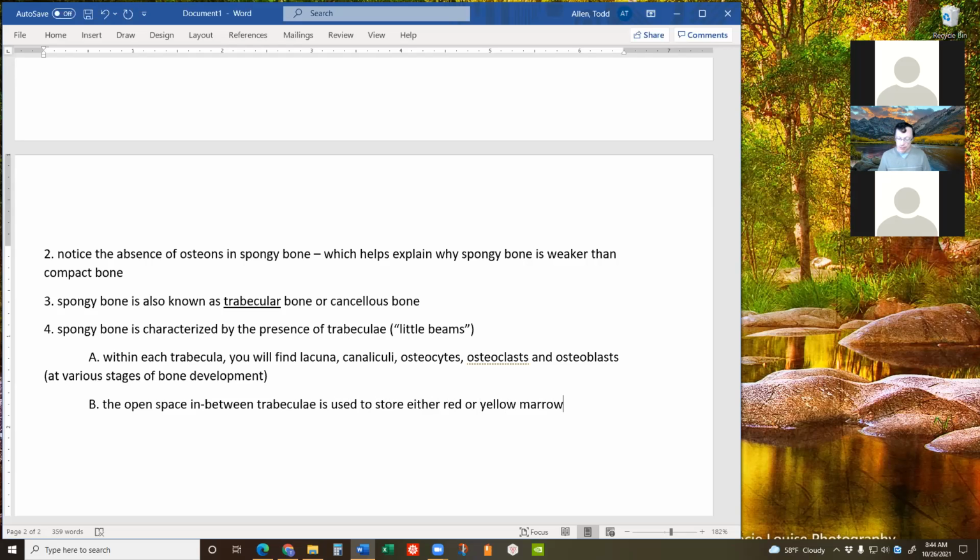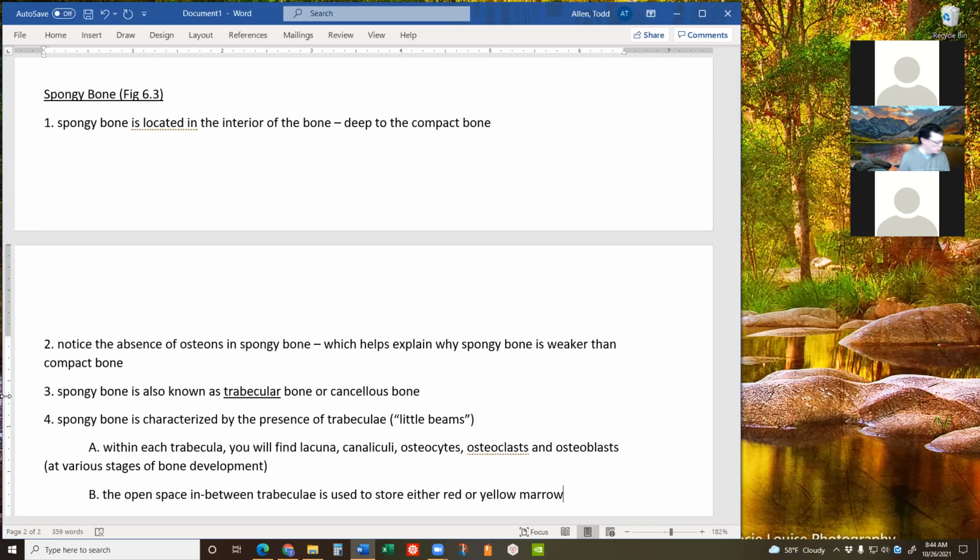Okay, folks. Gang, do you have any questions about compact bone or spongy bone? Okay, let's keep rolling here. Let's see here.